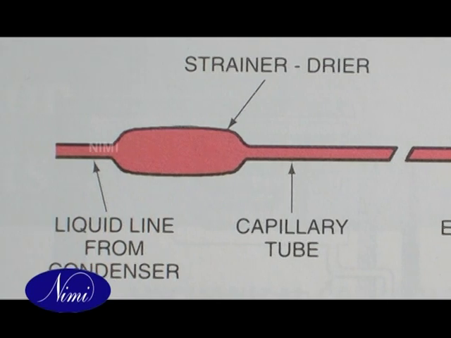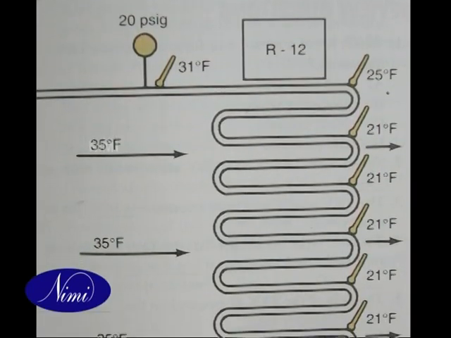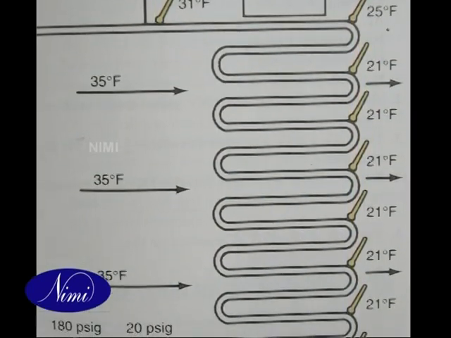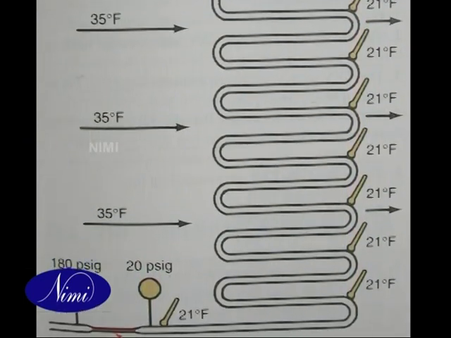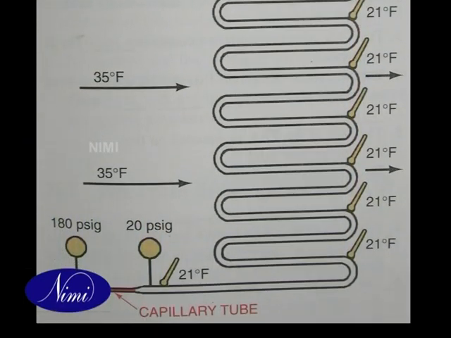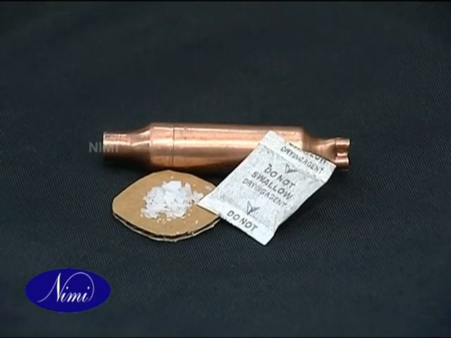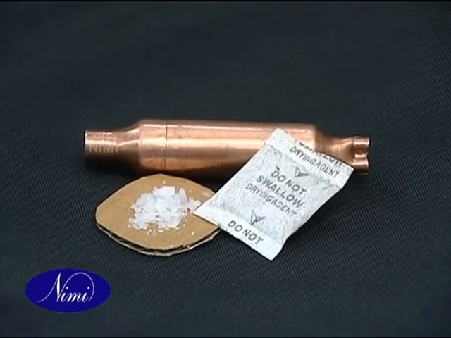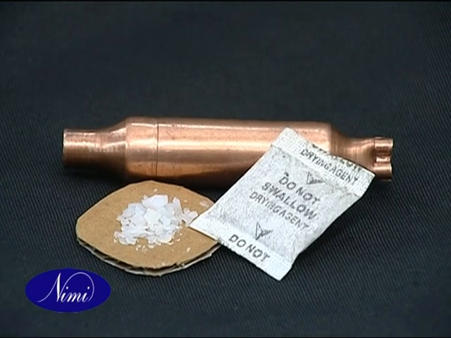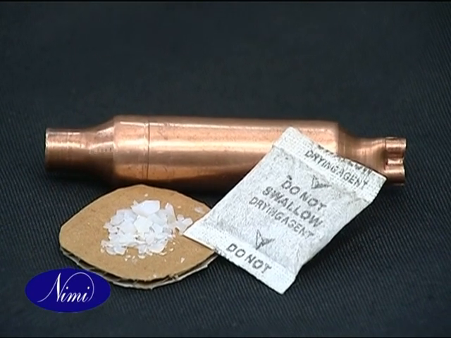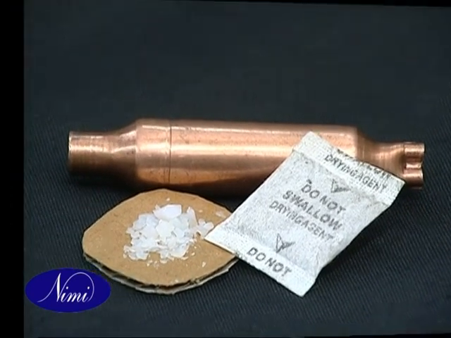It also dries the refrigerant. Now if by any chance there is a slight trace of moisture, it absorbs it. How does it do this? It's got silica gel packed in it, and silica gel is a very hygroscopic, moisture absorbing component.